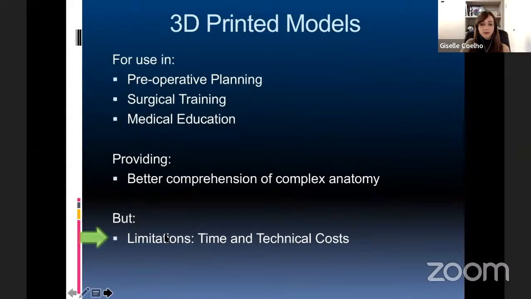Then we created this hybrid model. In the hybrid model, we can use the 3D printing and also the plastic artist, and then we can create consistency and resistance really similar to human tissues. We use it in this case for preoperative planning for a specific patient, for surgical training and also for medical education. This kind of model can provide better comprehension of complex anatomy. The limitations yet are the time and technical costs involved in this kind of training.